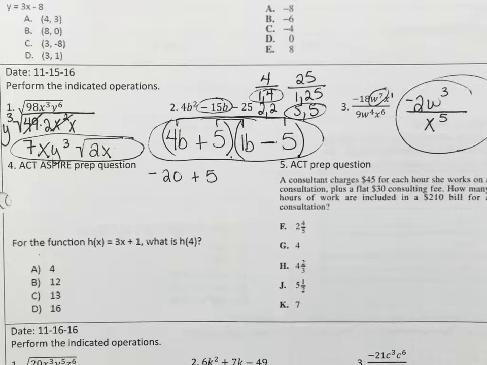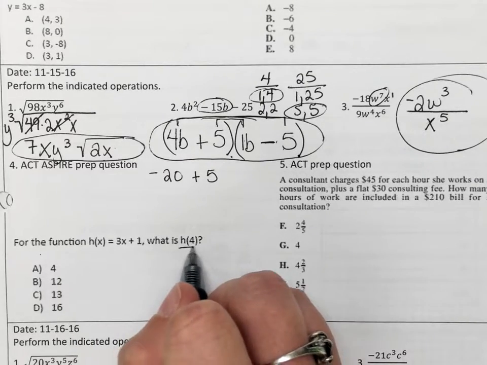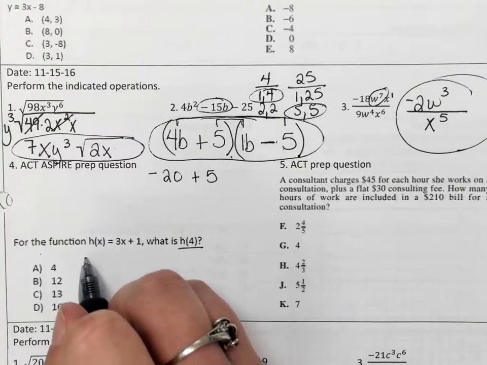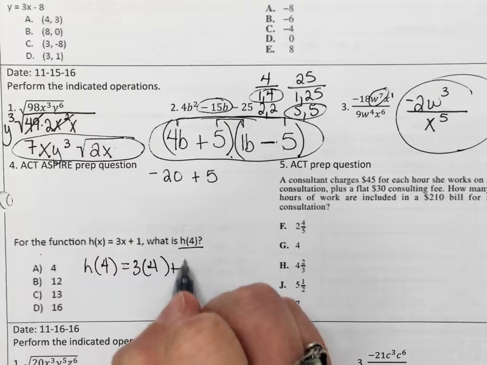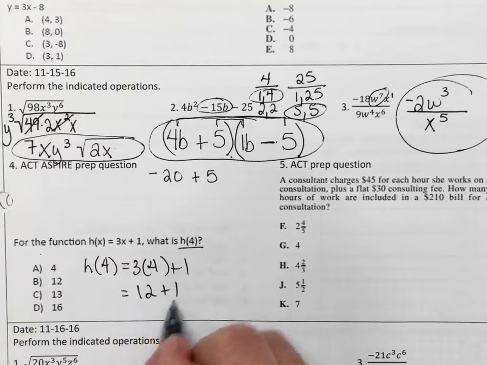Y'all okay? Alright, number 4 is back from the very first unit that we ever did in this class. It was from functions. So for the function h of x equals 3x plus 1, what is h of 4? What does this tell me to do? Plug it in. There you go. And what's 3 times 4? 12. And then plus 1? 13. Beautiful.